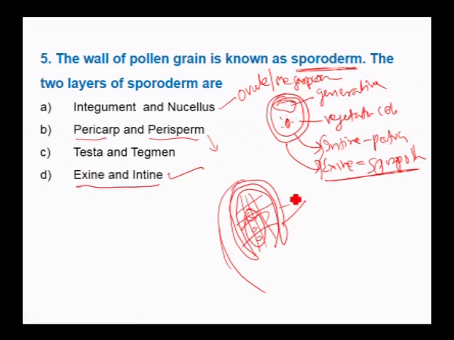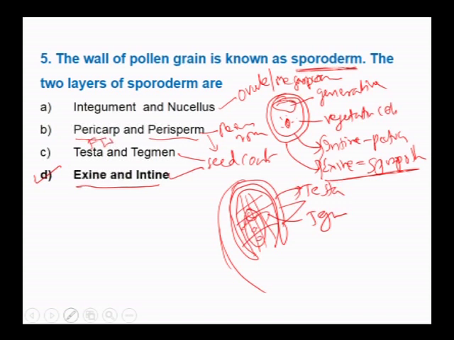Testa and tegmen: once the ovule develops into a seed, the outer integument develops into testa, and the inner integument develops into tegmen. Therefore, testa and tegmen are the seed coats. Pericarp is a fruit wall. Perisperm is a remnant of nucellus. Therefore, for the question, the correct option is D, exine and intine.